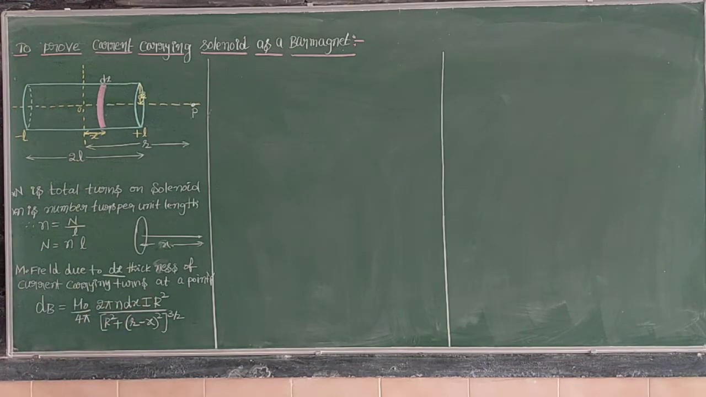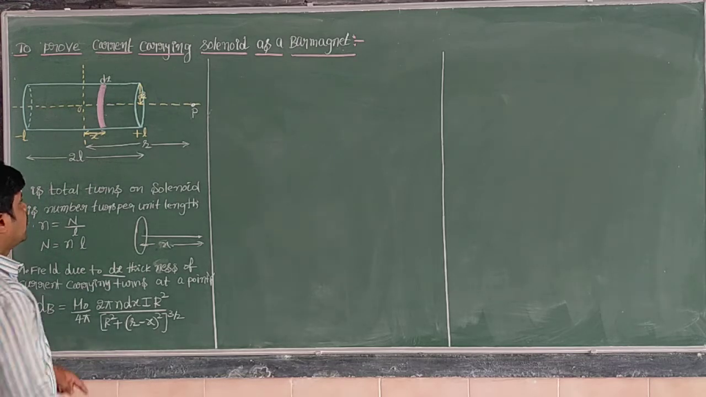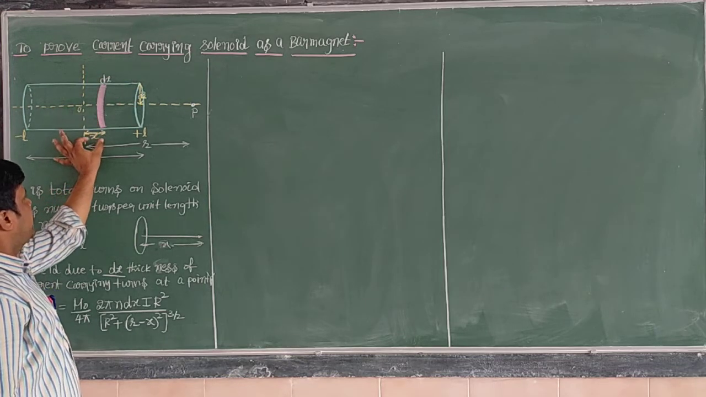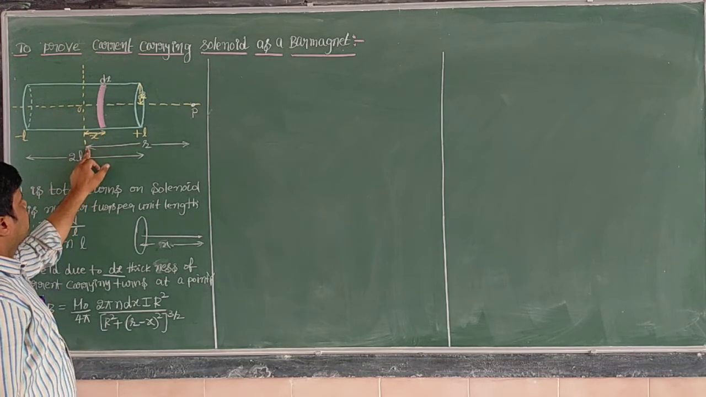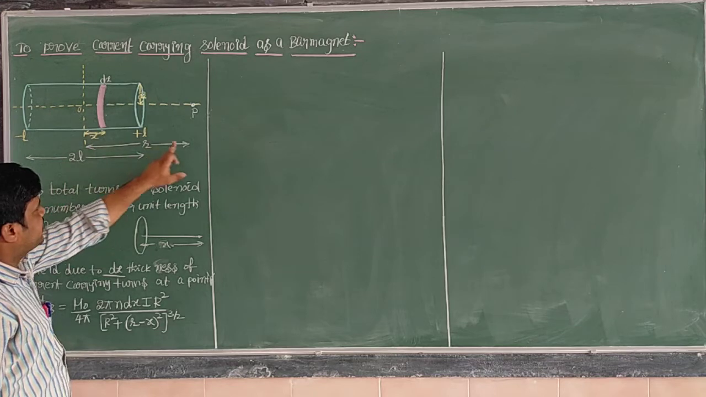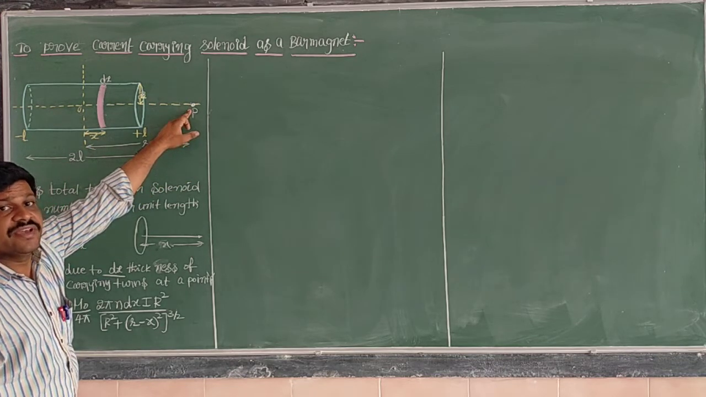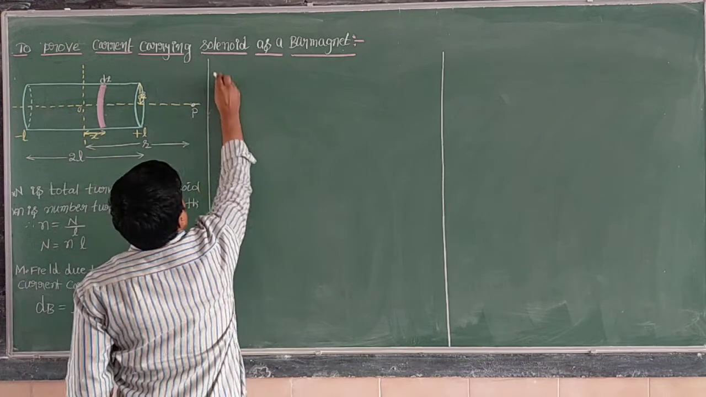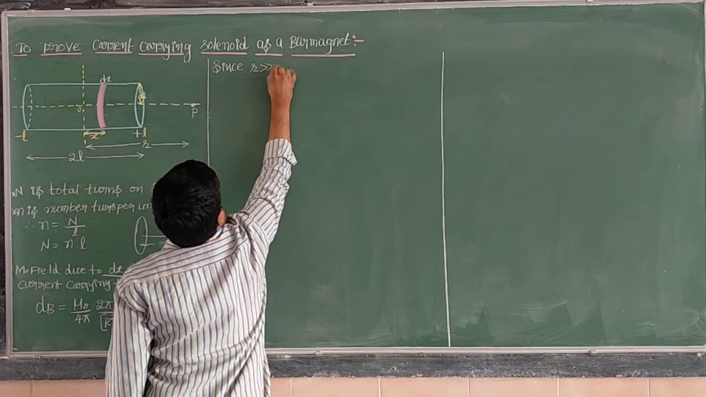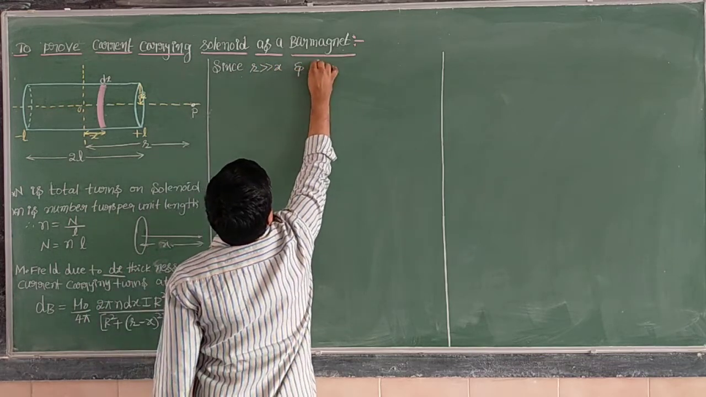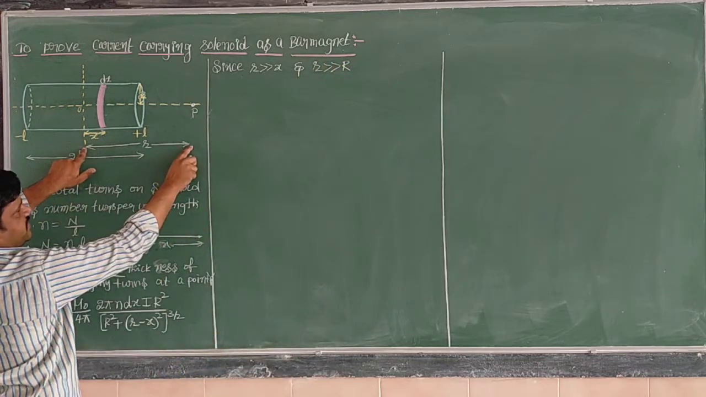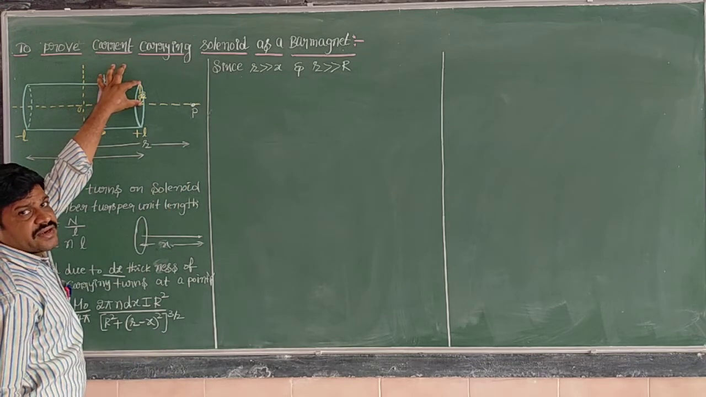We have derived this previously. Now if you observe, compared to the radius of the coil, the distance at which we are measuring the magnetic field is very large. So here I can write that small r is much greater than x, and r is much greater than capital R. That means this r distance is very much greater than the radius of the coil.